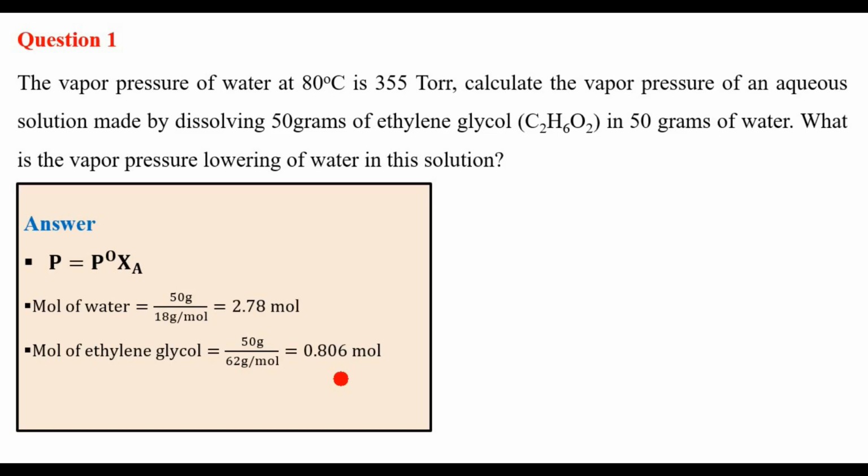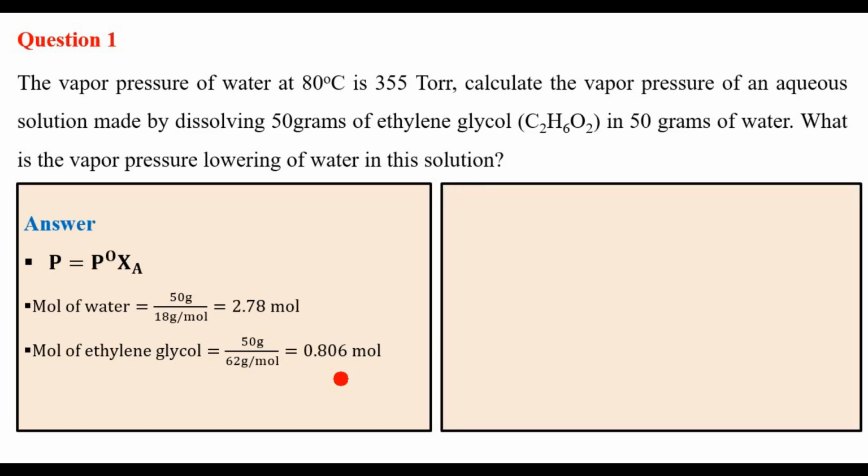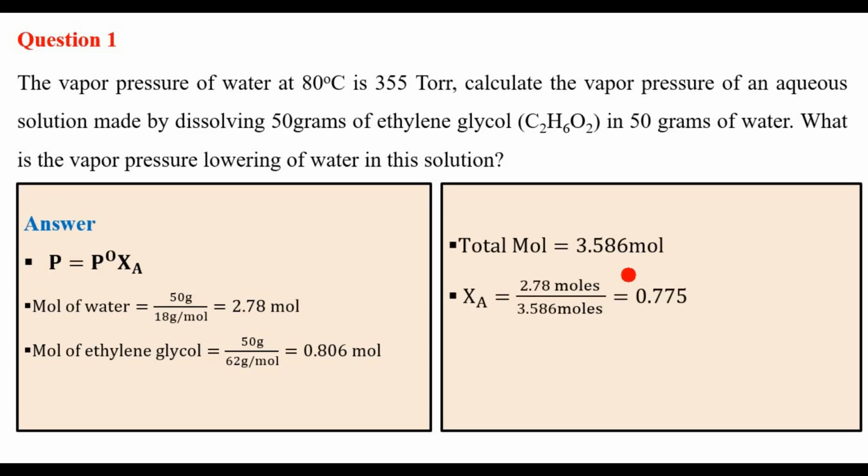Then we determine the total number of moles. We add them. We add this one to this one. Then we get 3.586 mole as the total number of mole. After getting the total number of mole, then we can look at the mole fraction of the pure solvent. The mole fraction of the pure solvent will be equal to the moles of the solvent, which is the moles of water, divided by the total moles.